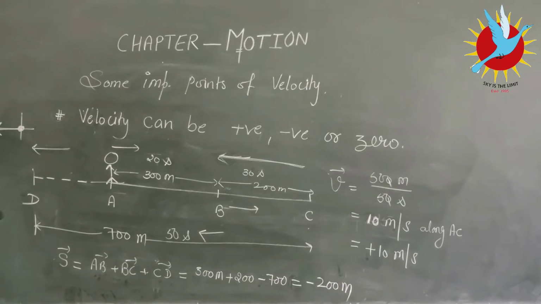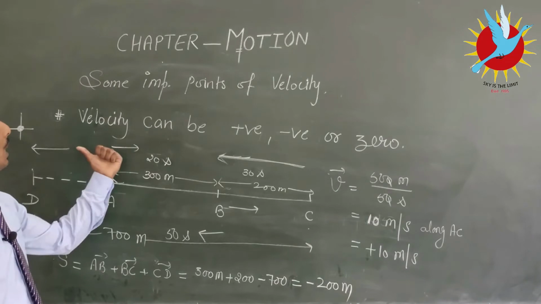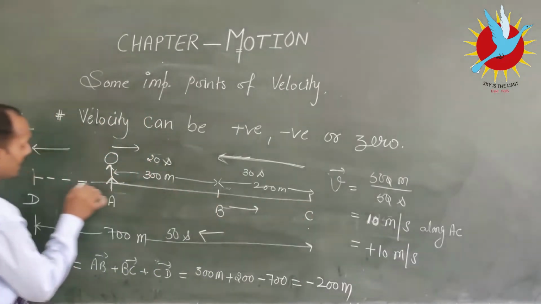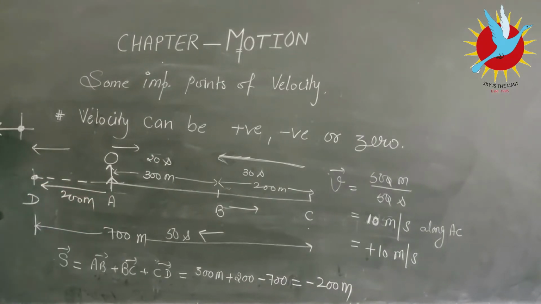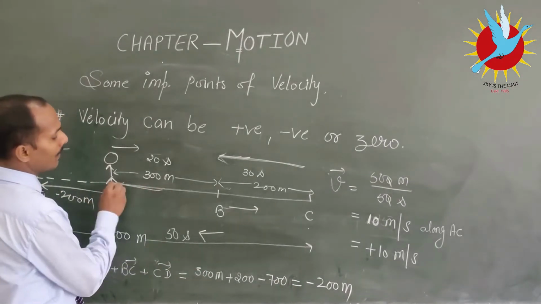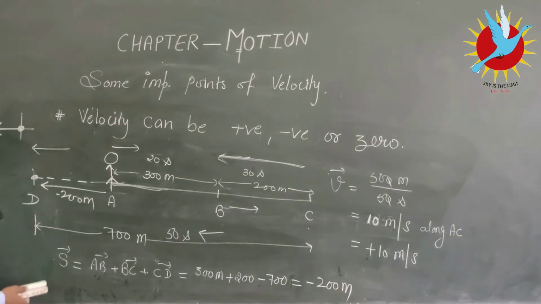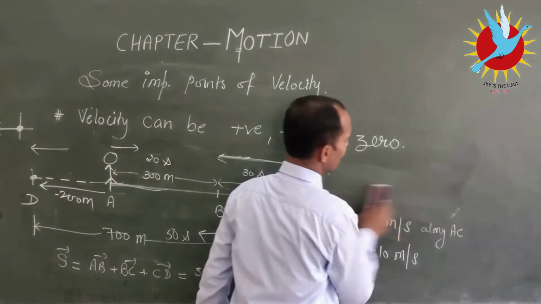It means it is moving opposite to its previous motion. Previously it was moving in this direction, and you can say this is the initial point and this is his final position, so in the opposite direction take 200 meters. Opposite direction means negative 200. If its value is positive, then it means it's moving towards the positive x-axis. So in this way displacement is minus 200 meters.